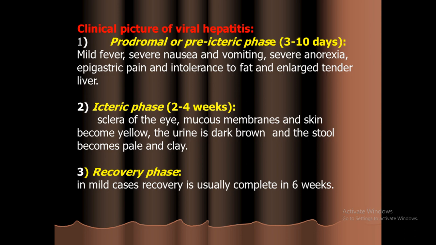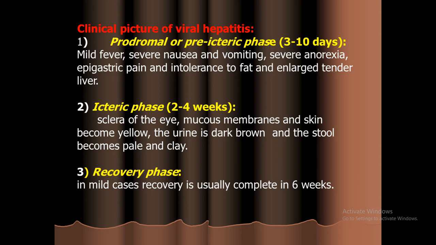Now, acute viral hepatitis. What is the clinical picture of this patient? First of all, the pre-icteric phase. Icteric means jaundice, so this is the phase before jaundice appears. Just mild fever, maybe nausea, vomiting, anorexia, gastric pain, and no tolerance to fat, especially because fat is metabolized in the liver. This is before jaundice appears.